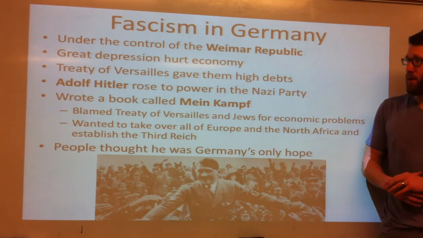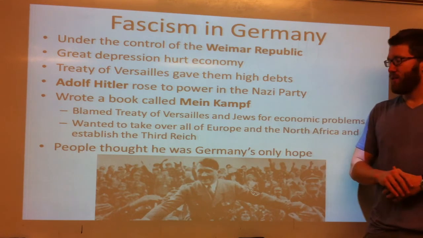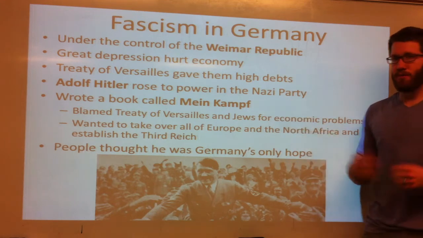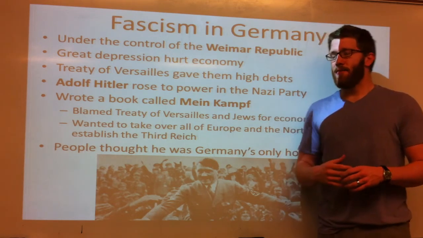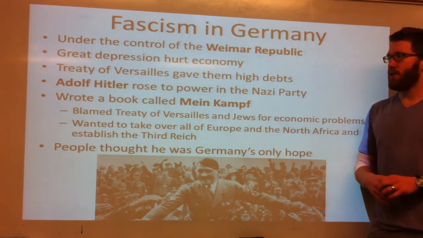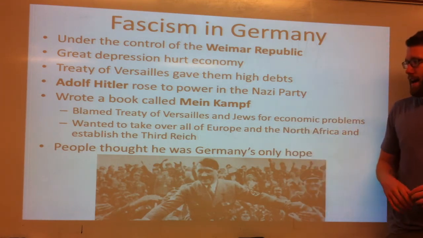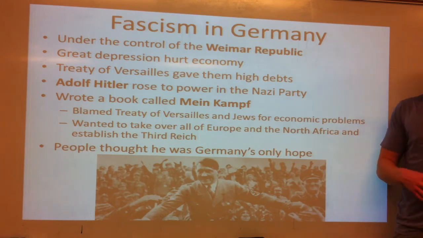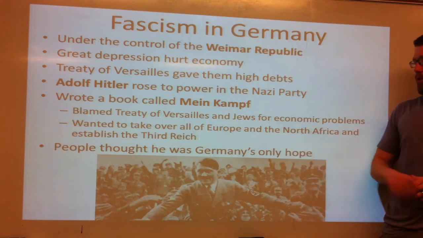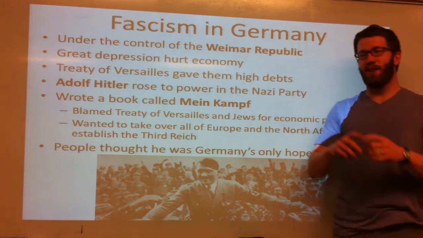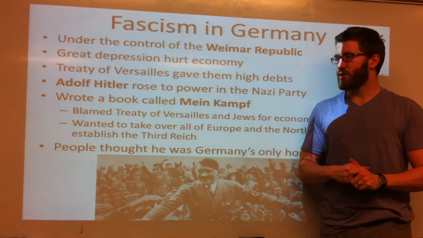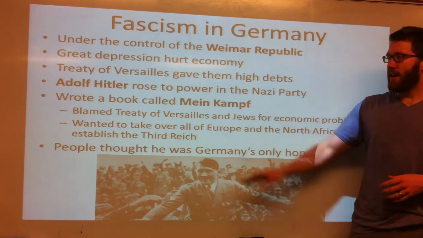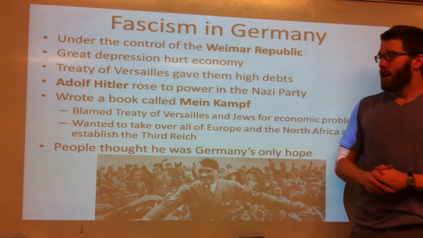Nazis were a socialist party, but not to the extent that it was in Russia. Now, he wrote a book called Mein Kampf, which means My Struggle, and he basically was explaining what he wanted Germany to do. He blamed the Treaty of Versailles and Jews for the economic problems in Germany. His solution was to take over all of Europe and North Africa, all the territory that Rome had once controlled, so that you can control resources and trade. He would have called this the Third Reich, the Third Rome.